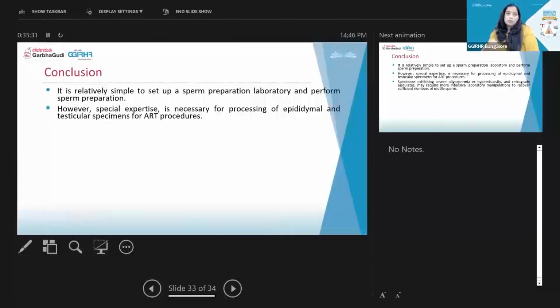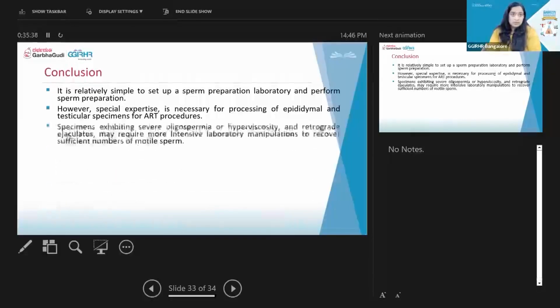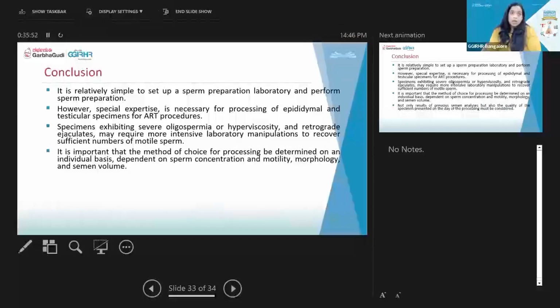However, special expertise is required, especially in the handling or processing of epididymal and testicular specimens for ART procedures. Specimens exhibiting severe oligospermia or hyperviscosity and retrograde ejaculates may require more intensive laboratory manipulations to recover a sufficient number of motile sperms. It is important that the method of choice for processing be determined on an individual basis, which is dependent on the sperm concentration, motility, morphology, and semen volume.